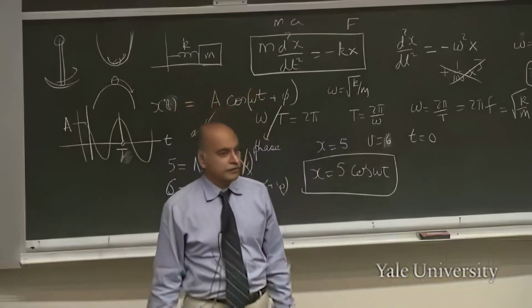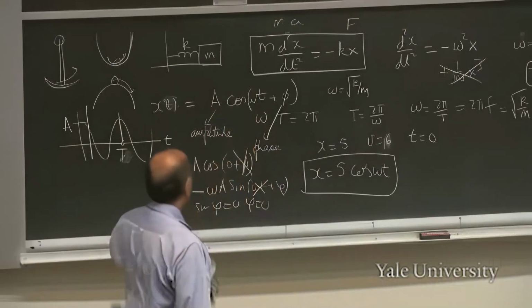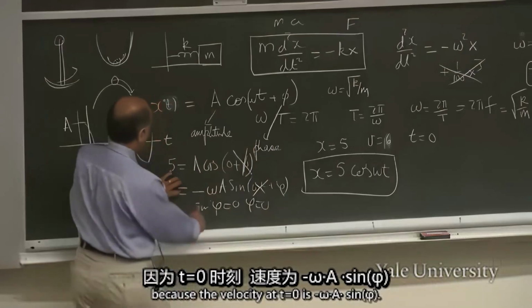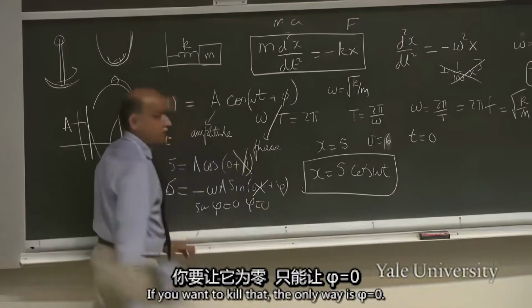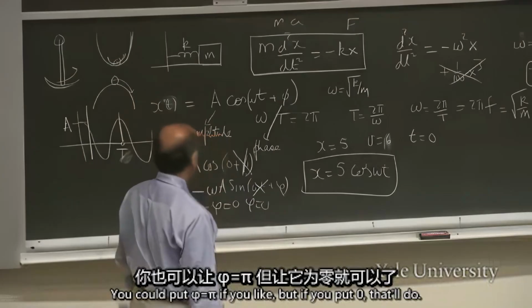Yes? So any time you start at rest, the phi is going to be equal to 0, right? If you started at rest, indeed it will be 0, because the velocity at t equal to 0 is minus omega a sine phi. If you want to kill that, the only way is phi equal to 0. You could put phi equal to pi if you like, but if you put 0, that will do.